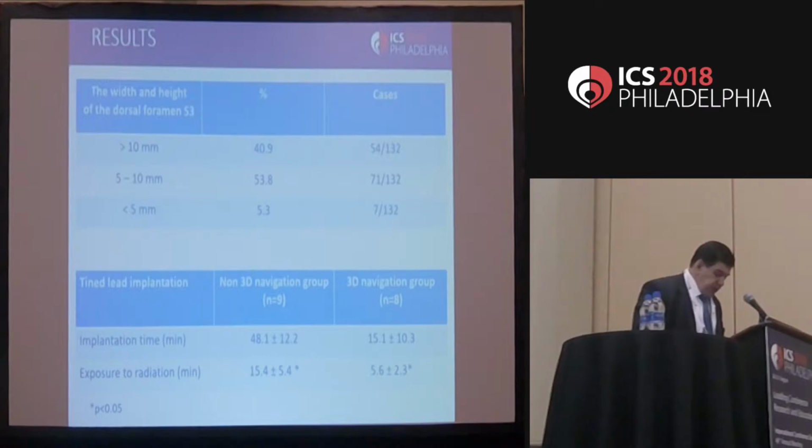We found that 5% of the foramen S3 have a height and width of less than 5 millimeters. We believe that this is of very important clinical significance. We used the 3D implantation technique in 8 patients. Implantation time was shorter, as was exposure to radiation.